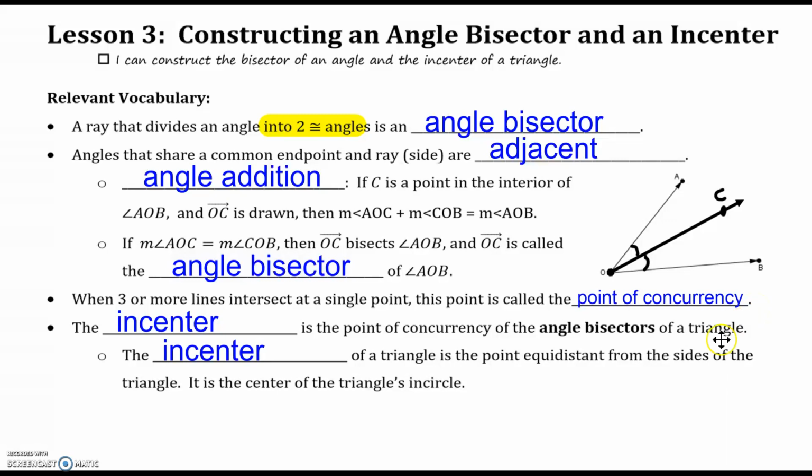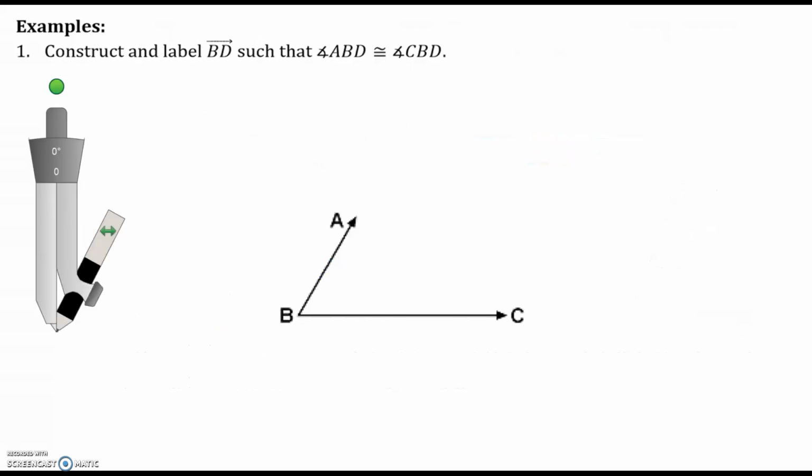Okay. The point of concurrency of the angle bisectors in a triangle, so if I do all three of them, is called the incenter. And that point is equidistant from the sides of the triangle. So we are going to be doing angle bisectors and incenters.